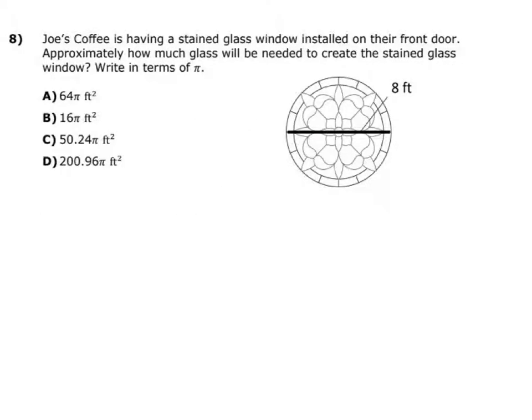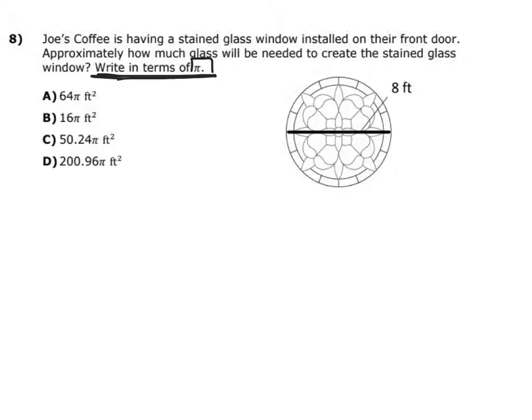Number 8. Joe's Cafe is having a stained glass window installed on their front door. Approximately how much glass will be needed to create the stained glass window? Write in terms of pi. Now this one's going to be a little bit easier because it told you to write it in terms of pi. So that means we are not substituting pi with 3 or 3.14. We're just going to do the other parts.